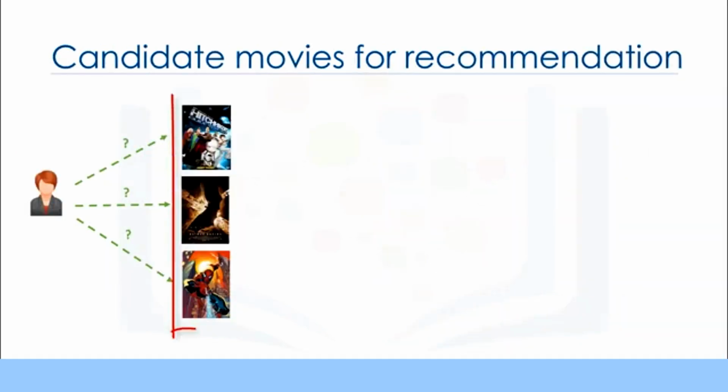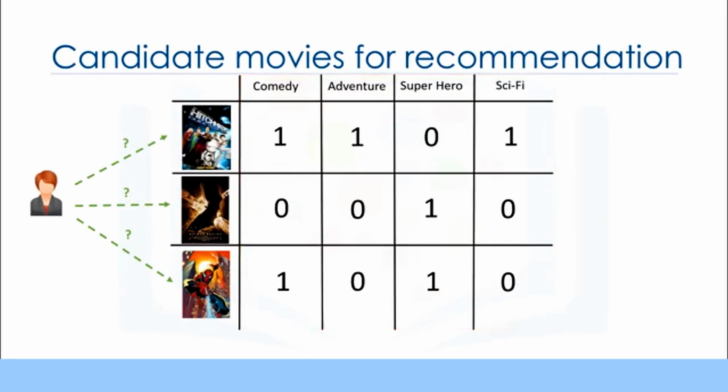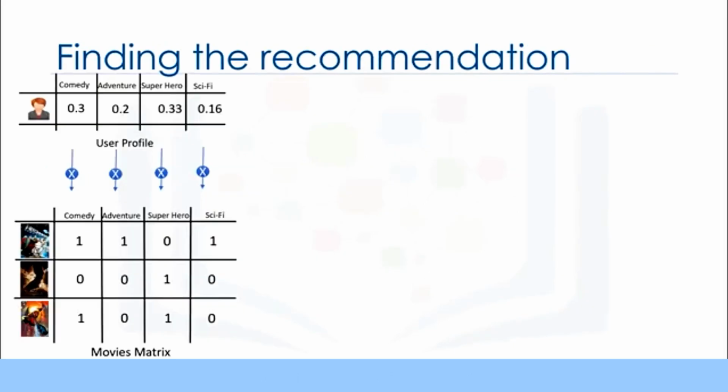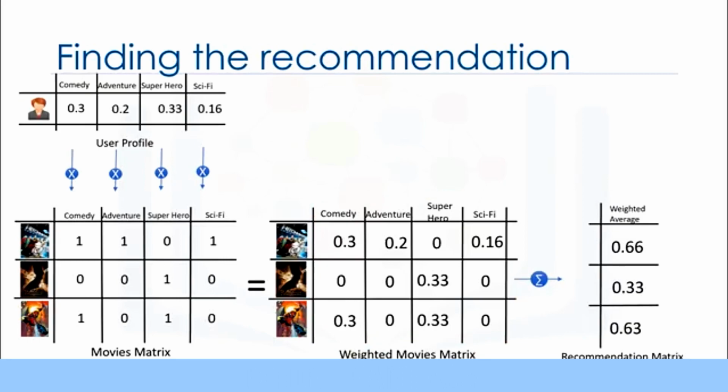Recall that we also had 3 candidate movies for recommendation that haven't been watched by the user. We encode these movies as well. Now we're in the position where we have to figure out which of them is most suited to be recommended to the user. To do this, we simply multiply the user profile matrix by the candidate movie matrix, which results in the weighted movies matrix. It shows the weight of each genre with respect to the user profile. Now, if we aggregate these weighted ratings, we get the active user's possible interest level in these 3 movies. In essence, it's our recommendation list, which we can sort to rank the movies and recommend them to the user.